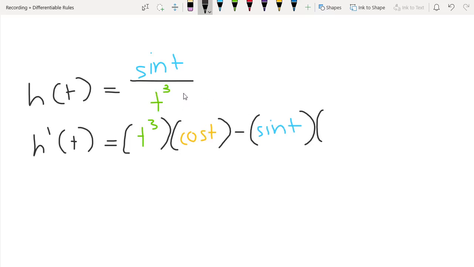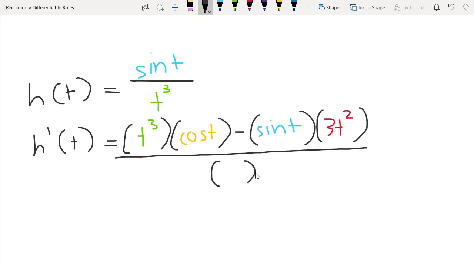So in this case, we have to find the derivative of t cubed. And then knowing the derivative rules, we know that that is 3t squared. So then this would all be over low squared, which in this case is t cubed. So let's write that. And t to the cubed.